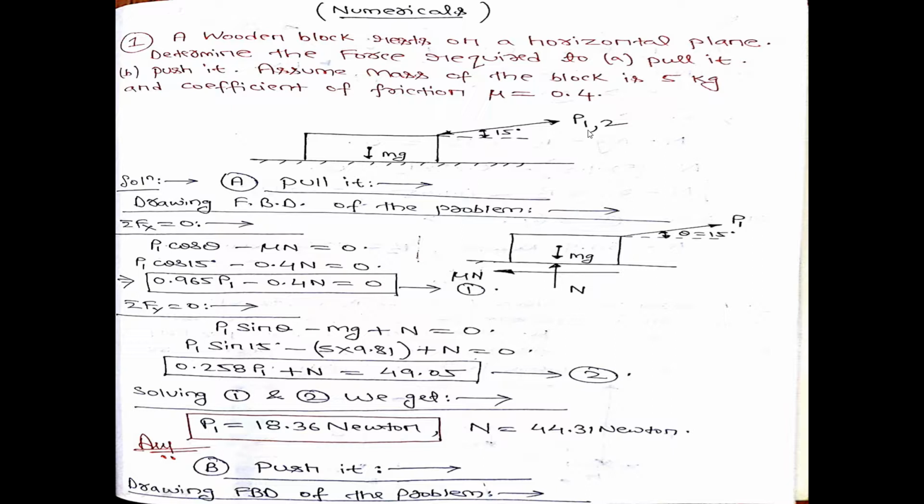First time, when you are pulling the block at an angle of 15 degree. Second time, when you are pushing the block at an angle of 15 degree. Let us assume that P1 is the force required to pull the body at an angle of 15 degree, and P2 is the push force required to give to this body so that the body will move on this horizontal plane. Is the problem clear to you?